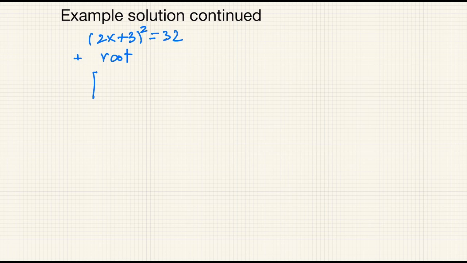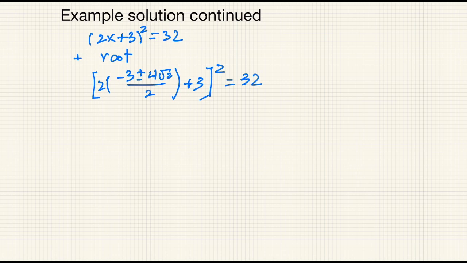So putting that in there, we're going to get 2 times x, and x in this case was −3 plus or minus 4 root 2 divided by 2, plus 3, and that whole quantity squared is now equal to 32. So all we did is we took x from our solution, the zeros. We used the case of −3 plus 4 root 2 divided by 2. We're just looking at that specific case, just to make sure that works.